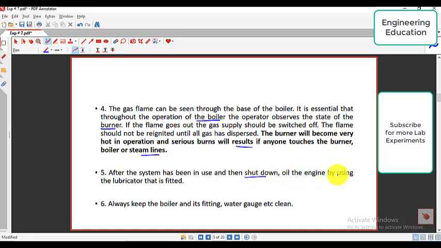Oil the engine by using the lubricator that is fitted. Number 6, always keep the boiler and its fitting, water gauge, etc. clean.